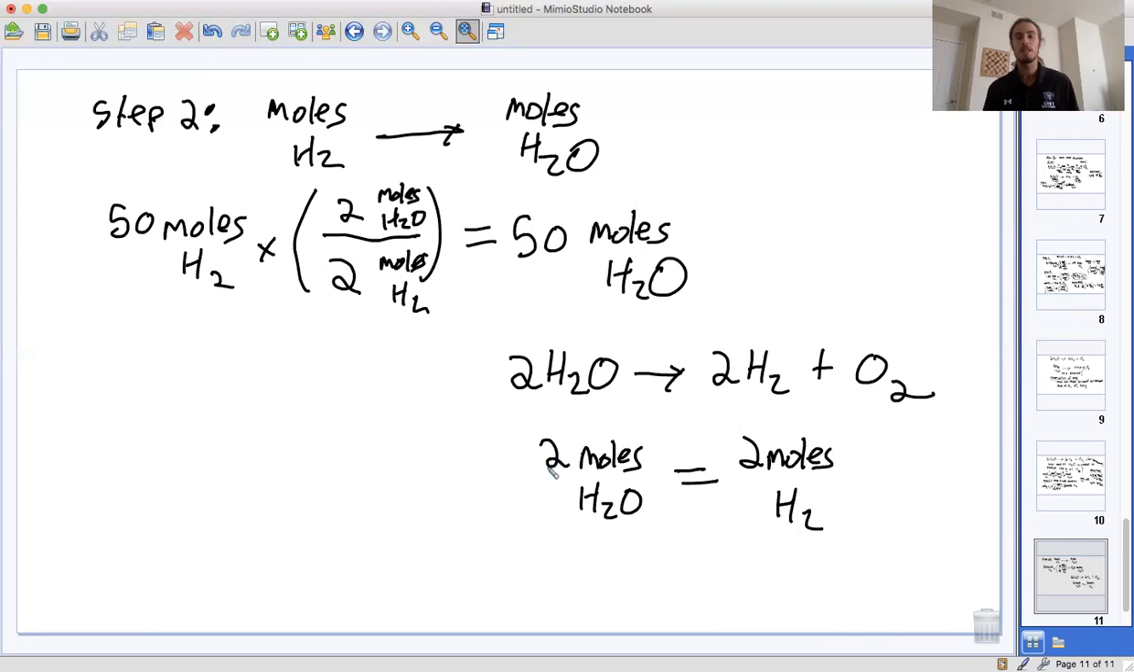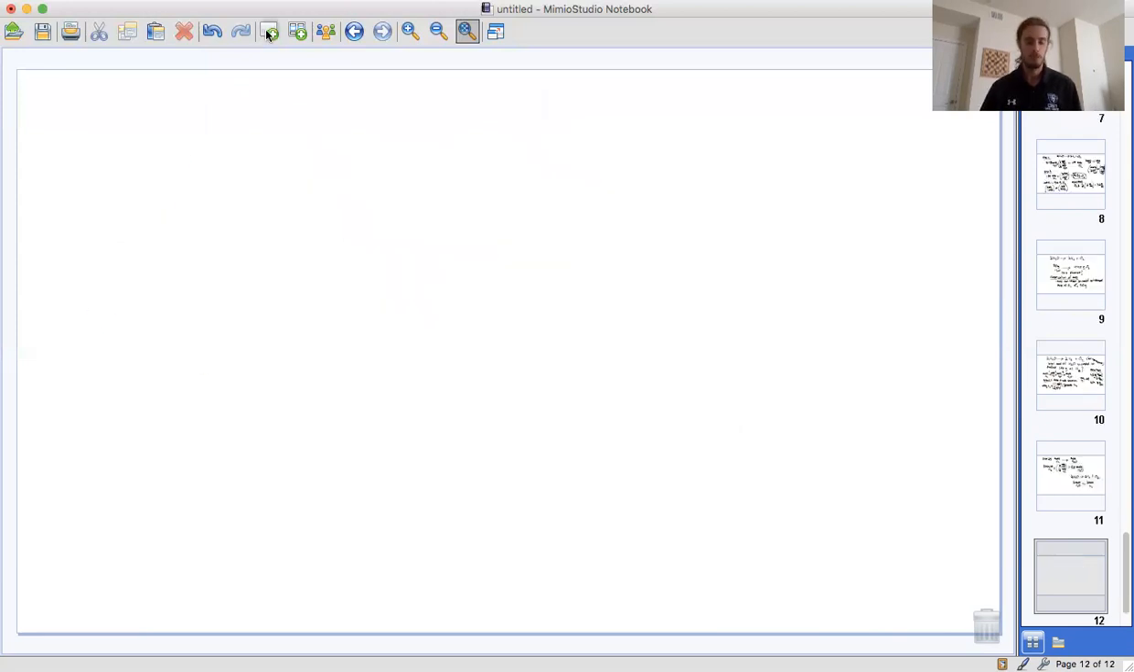That makes sense because there's an equal ratio. For every 2 moles of water, you get 2 moles of H2. So for every 1 mole of water, you would get 1 mole of H2. So for 50 moles, you get 50 moles. Okay. Finally, step 3.